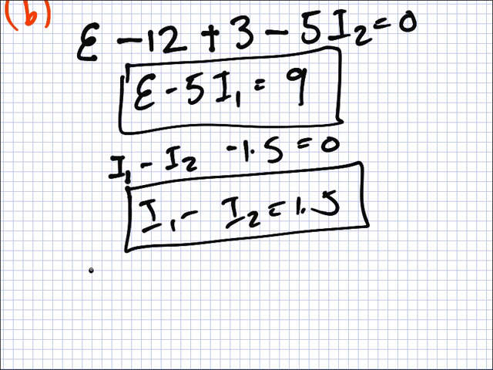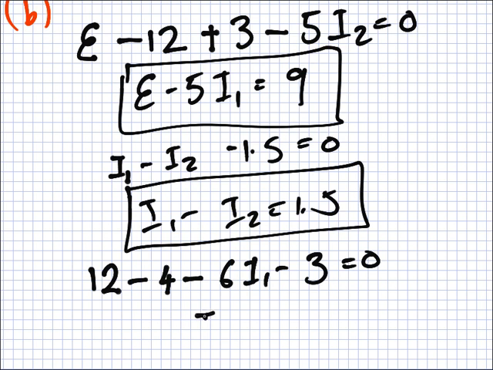I'm going to start with 12. 12 minus 4 minus 6i1 minus 3 equals 0. So this gives me the equation, I1 equals 12 minus 7 over 6, which is 5 over 6. That's 12 minus 7, isn't it? 5 over 6, yes. 0.833.